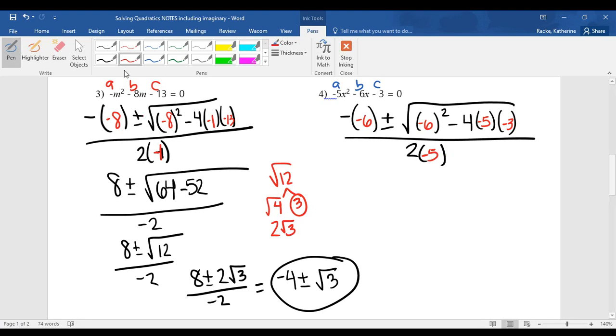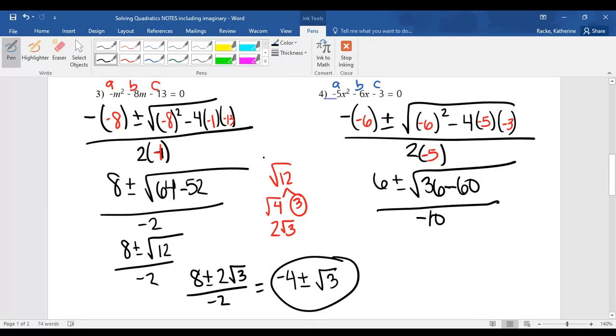Okay, now let's go ahead and simplify it. So negative and negative gives me a positive 6 plus or minus negative 6 times negative 6. So negative 6 squared gives me 36 minus 4 times negative 5 times negative 3, which is going to give me a negative 60, all over 2 times A. So 2 times negative 5 gives me a negative 10. Now I'm going to simplify. So 6 plus or minus 36 minus 60 gives me a negative 24 all over negative 10.